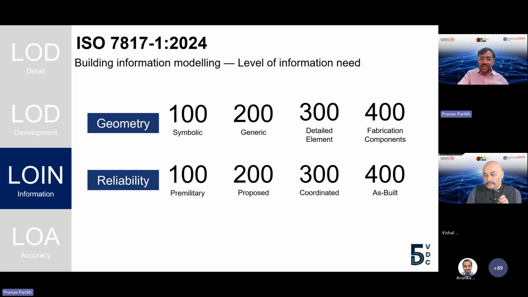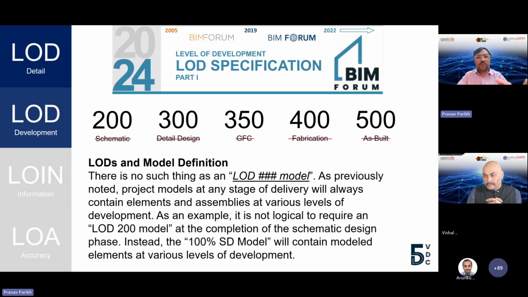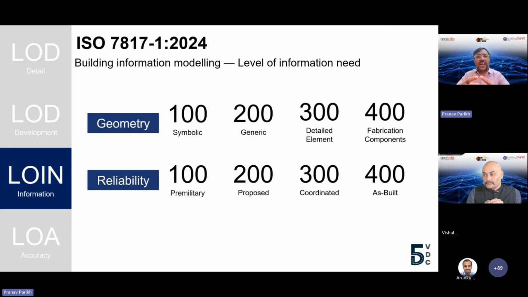Right now this is only at a Part 1 level. Parts 2, 3, 4 are not ready yet. They are under development and are going to come. But till ISO 7817 is ready, we go back to the BIM Forum standards for the LOD specification requirement, in line with what is called LOIN. So LOIN further defines everything in a model, which is what my geometry is and what the reliability of that particular element is in my BIM model.